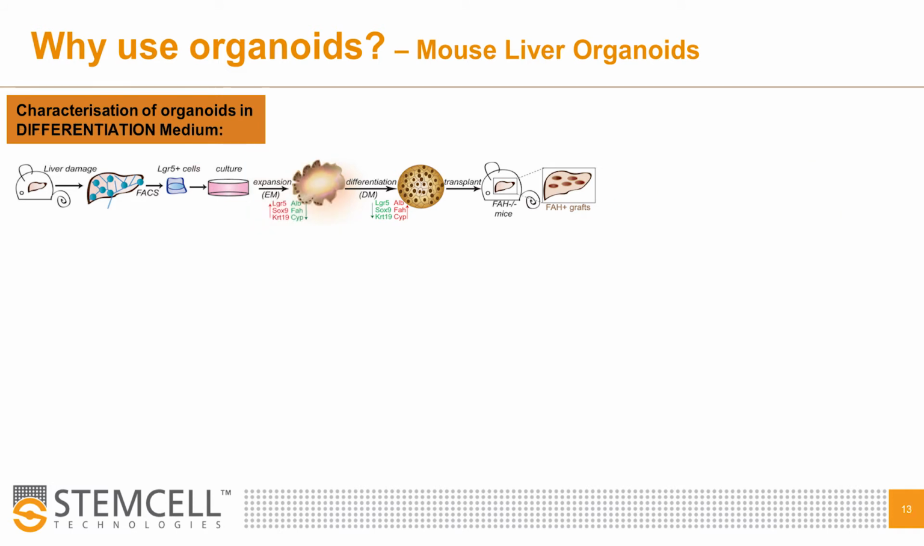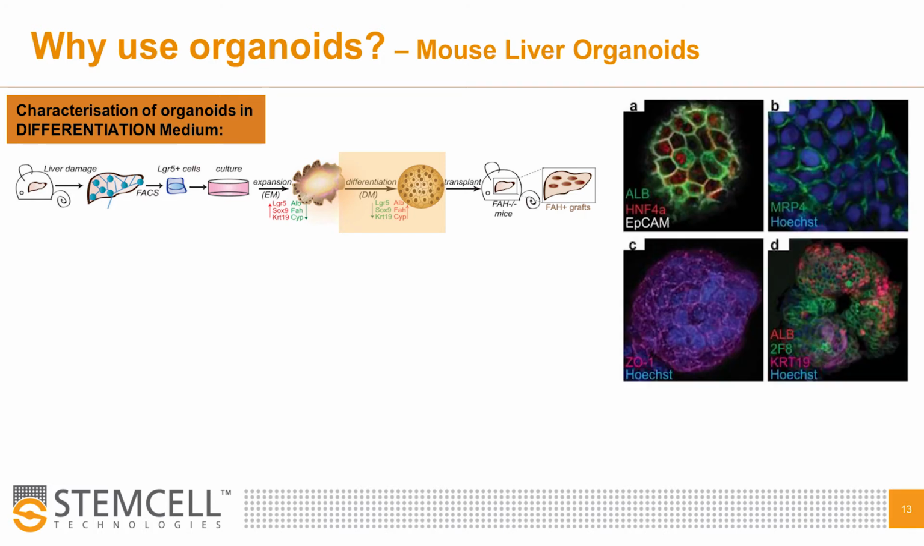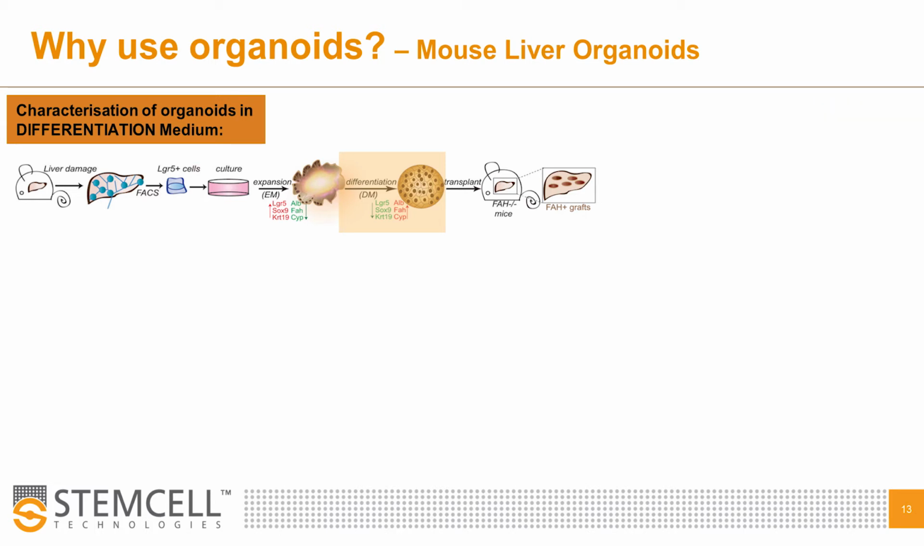They also characterized hepatic organoids cultured in differentiation medium by looking at the synthesis of mature hepatic proteins. The publication reported positive staining for the serum protein albumin, the transcription factor HNF4-alpha that drives expression of many mature liver genes, the multidrug resistance protein MRP4, and the cell-cell junction marker ZO-1. But you can also see that some cells synthesize the ductal marker cytokeratin 19, and that EpCAM, the surface marker of hepatic stem and progenitor cells, was also still present. This indicated that the differentiated hepatic organoids were not fully mature and also retained a population of ductal cells.